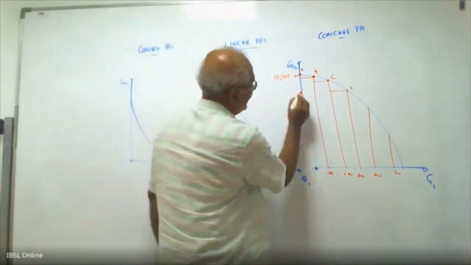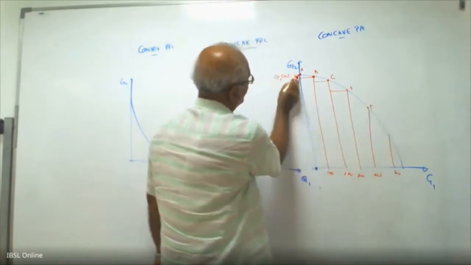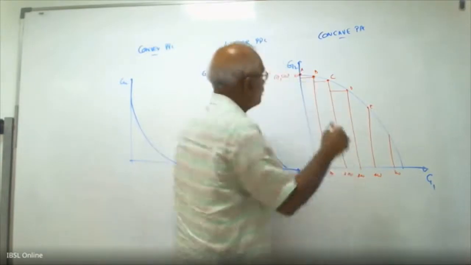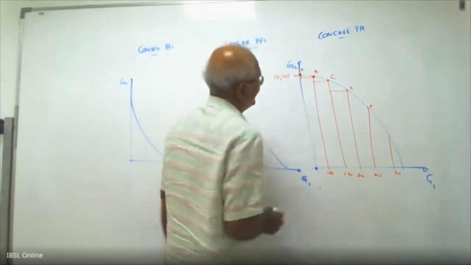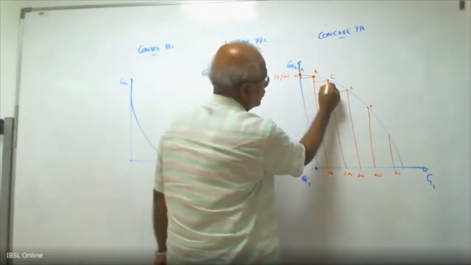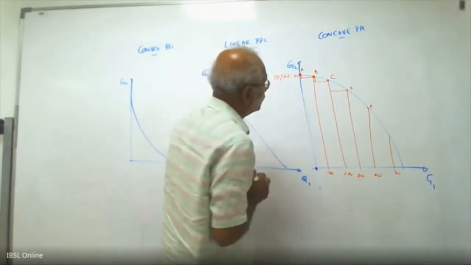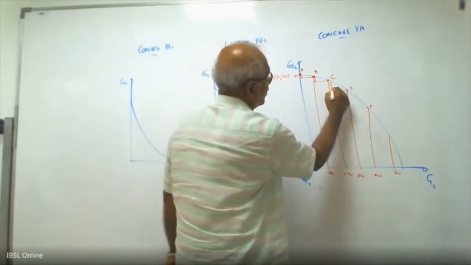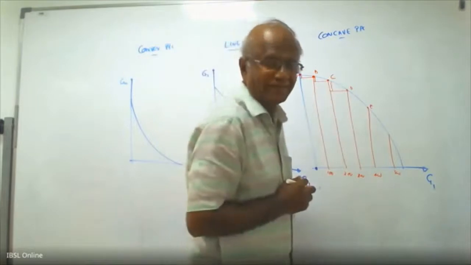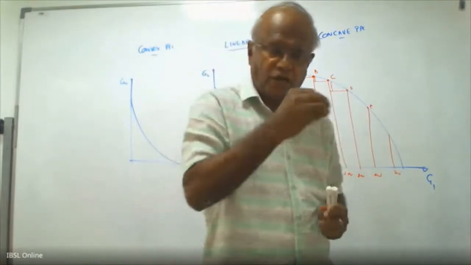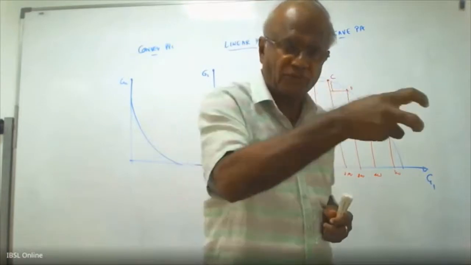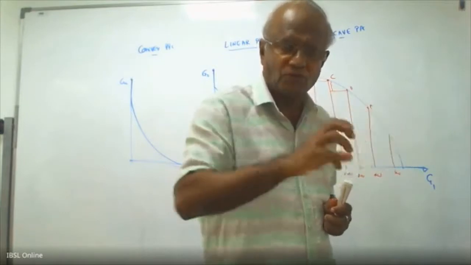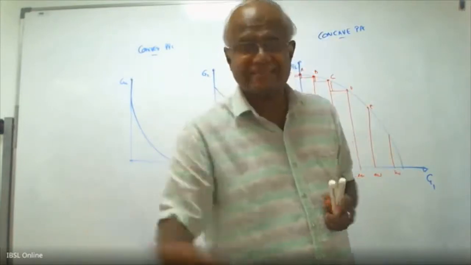But that's an important point. From here to here, you want to increase good one, yes. But you have to cut down the output of good two. B to C, you increase good one, but you have to cut down the output of good two. C to D, you increase good one, but you have to cut down good two. Every time you increase the output of good one, you have to give up, sacrifice some output of good two. Not only that, it increases.